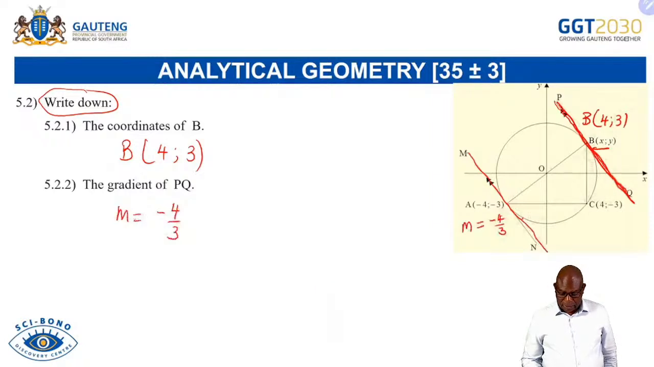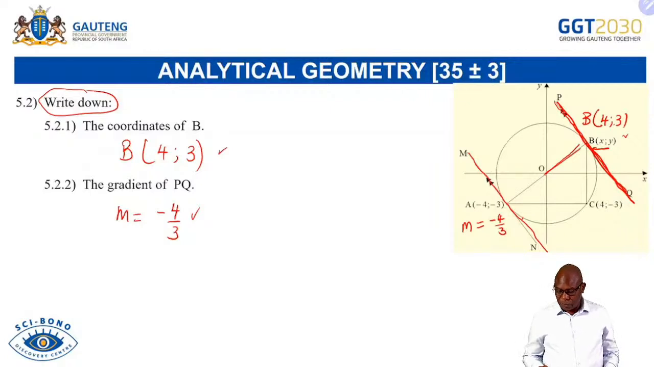Because in this case, if you try to work it out, obviously if you have got the value of b, you can work out the gradient of that, which is 3 over 4. But the gradient of the tangent will then be the opposite of this, which is 4 over 3 with a negative. So you can still check if it's correct or not.